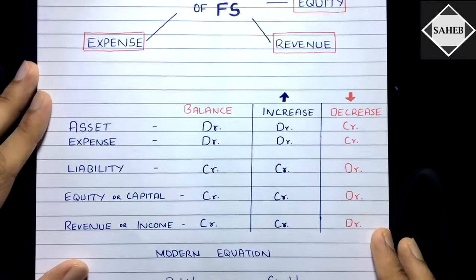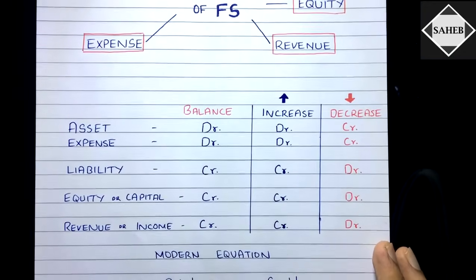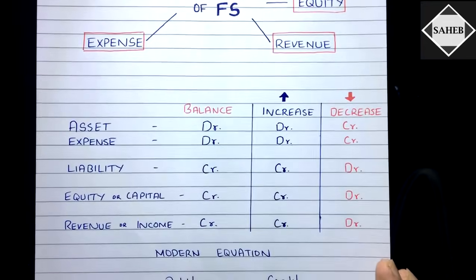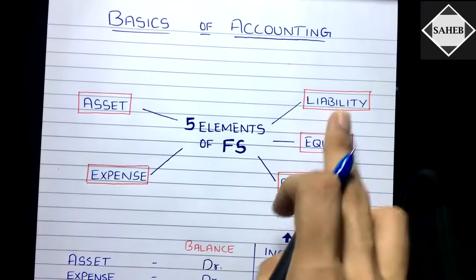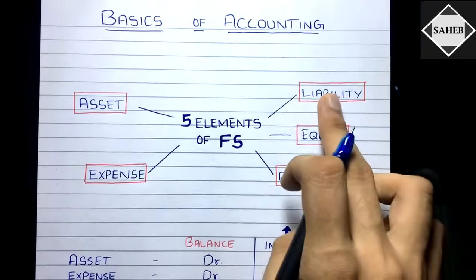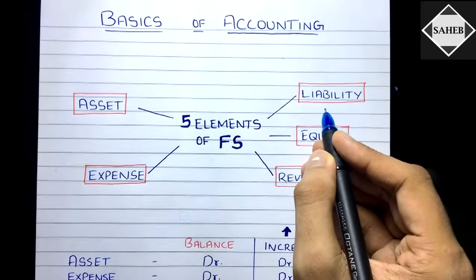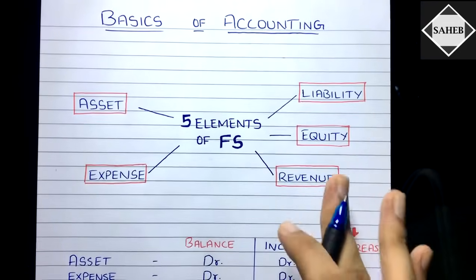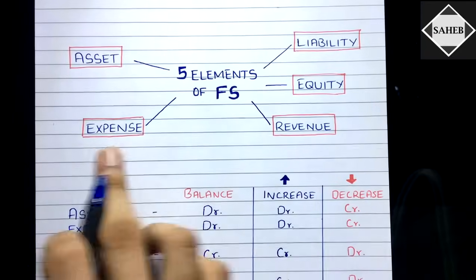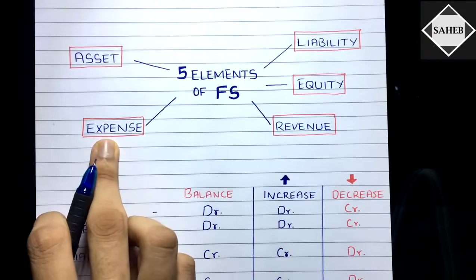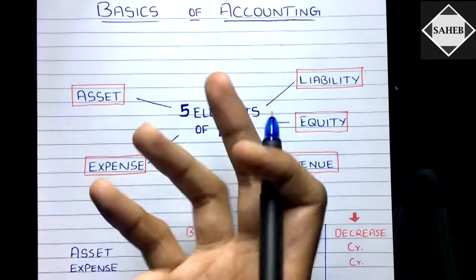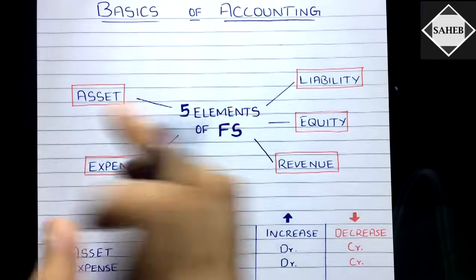Okay then, so here I'm going to end the video. We saw so many things. We saw the meaning of accounting and then the meaning of the 5 elements: what is asset, expense, liability, equity, revenue. Liability means they have a claim on the total assets. Equity or capital also means they have a claim on the total assets. And then revenue, inflow of cash. Expense means outflow of cash. And asset means something you have control or ownership over, and you will get future benefit from that.